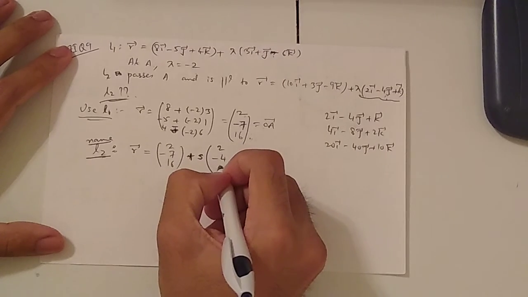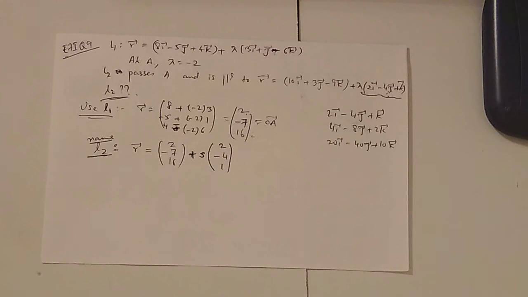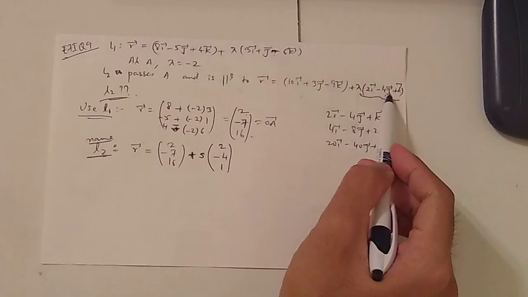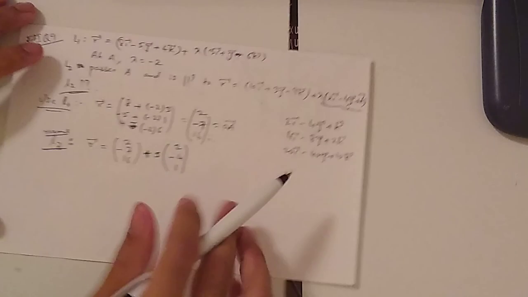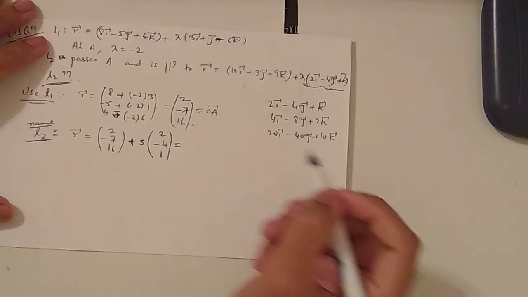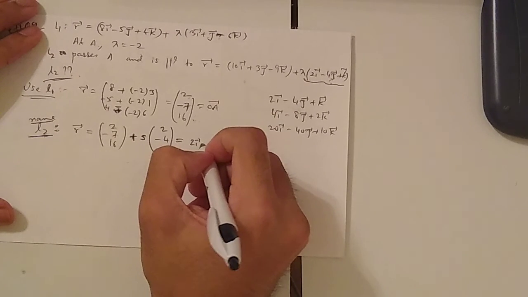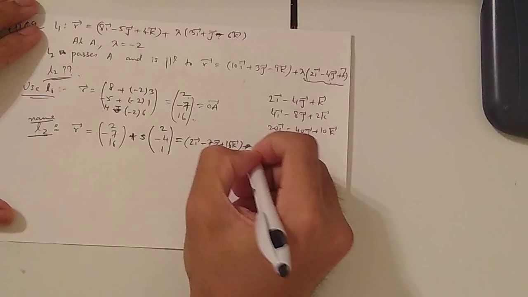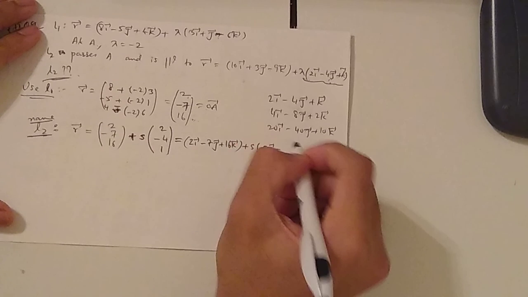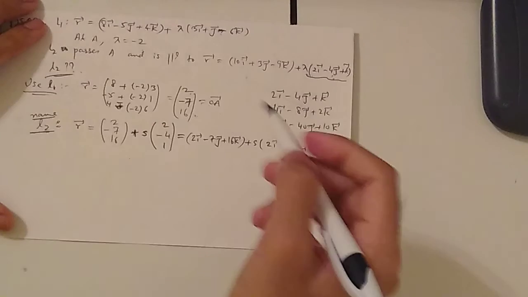Okay, 2, minus 4, 1. So (2, minus 7, 16) plus s times (2, minus 4, 1), where (2, minus 4, 1) is the same as the direction vector of the other line. You can write it in this way, or you could write this in the ijk vector notation. So you could use 2i minus 7j plus 16k plus s times (2i minus 4j plus k), or you could combine this up together.